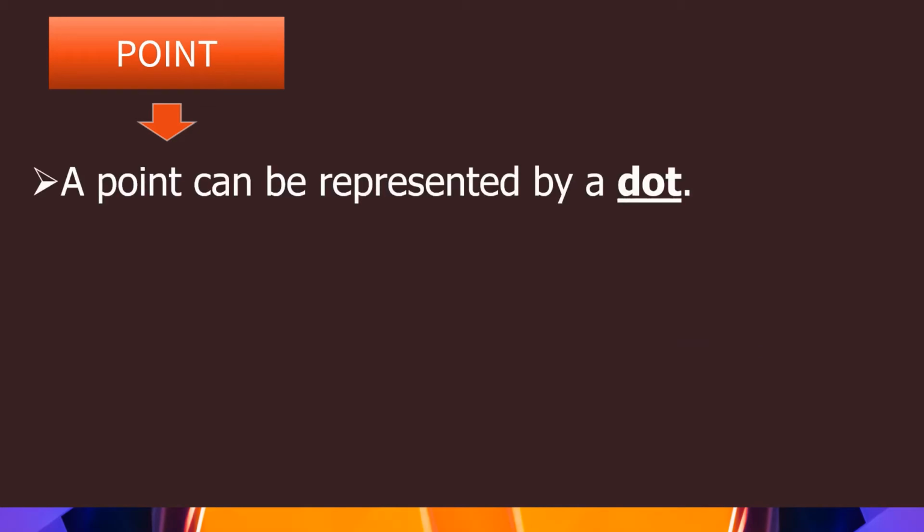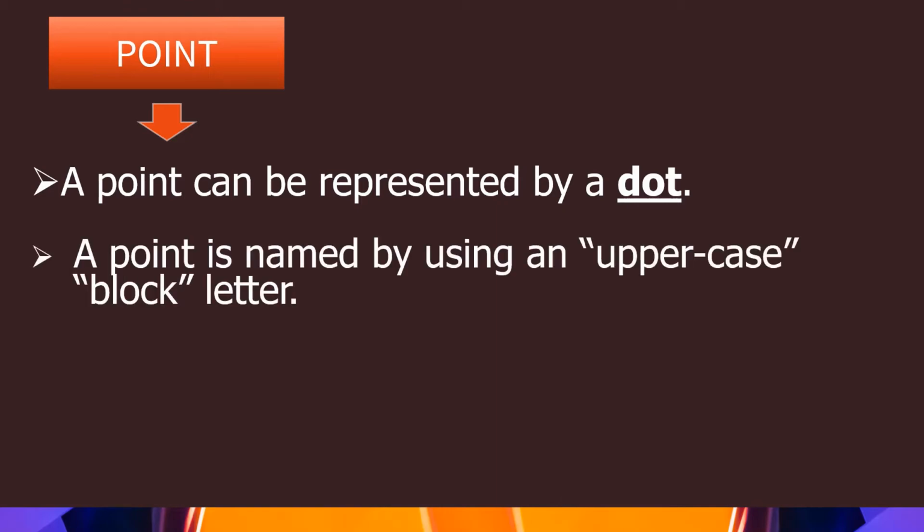A point can be represented by a dot. So any size, gaano man kalaki or gaano man kaliit, we can represent a point by a dot, because a point has no definite shape. It has no color. So, a point can be named by using an uppercase block letter. Ibig sabihin, when we name a point, lagi natin ginagamit ang capital letters. So, any letter of the alphabet.